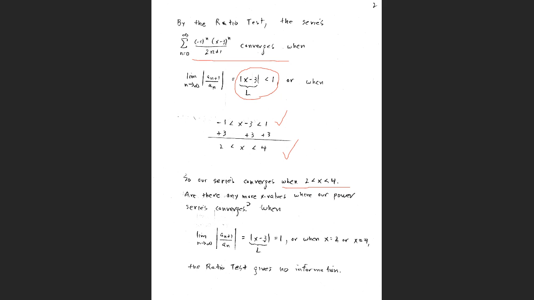All right, so now the question is, are there any more x values where our power series converges? Of course, what we care about then is when the absolute value of the common ratio equals 1, because for those two x values that will solve this equation, x equals 2 and x equals 4, the ratio test gives no information.